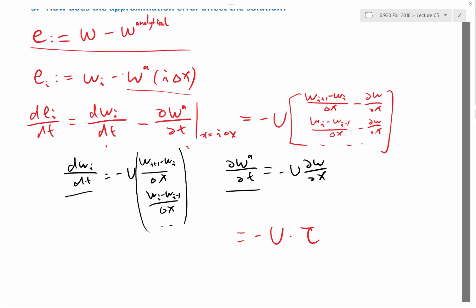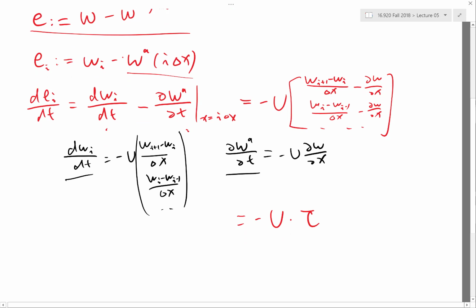All right, so is it the case? Is this going to be useful? Yes? Okay, so what we defined as tau.